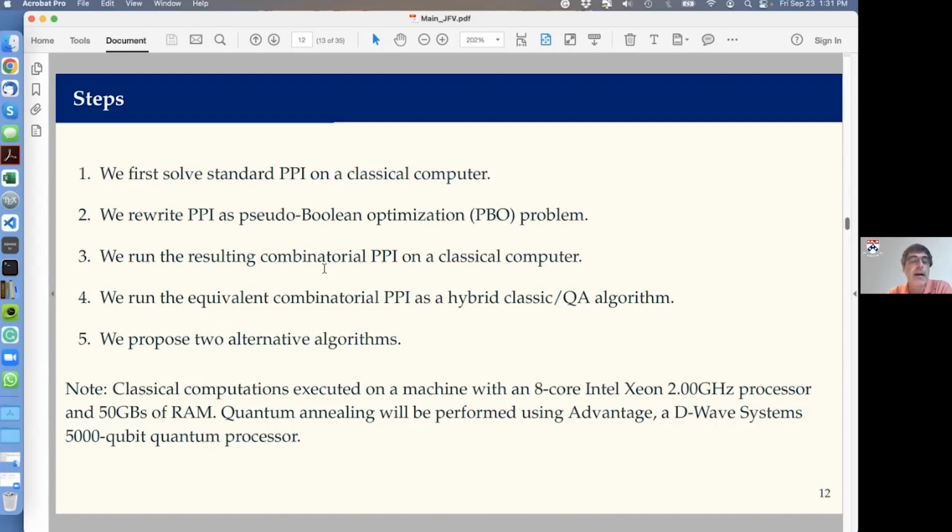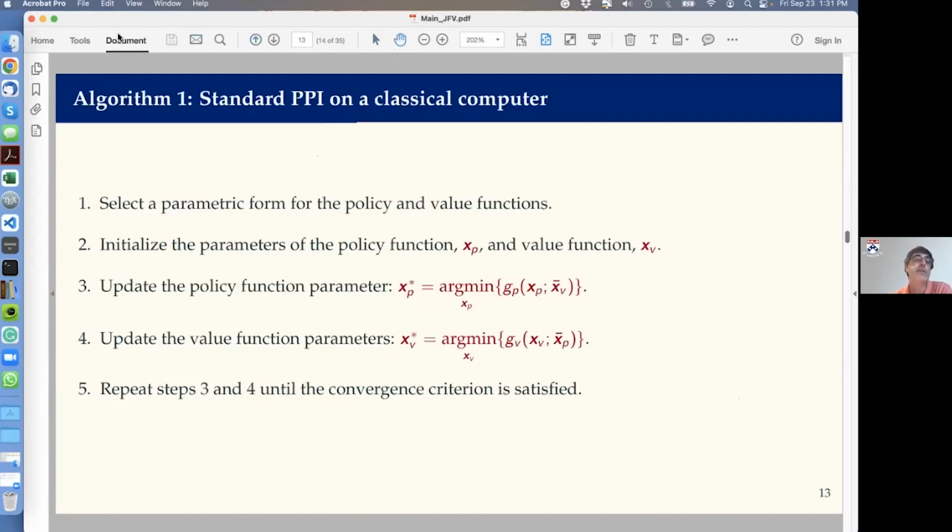Just as a small note, for the quantum annealer we are going to use one of these D-Wave systems, 5,000 qubit quantum processors. You are probably familiar with D-Wave, but you can go to their webpage and take a look at what they do over there. Okay, so what is this PPI?